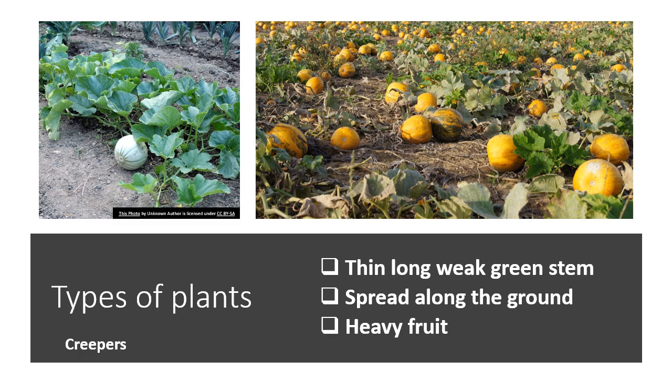Creepers are again plants having thin, long, weak green stems. What do you observe about the fruits of these plants? Pumpkin, watermelon are all very heavy fruits. So these plants do not climb upwards, but they spread on along the ground.